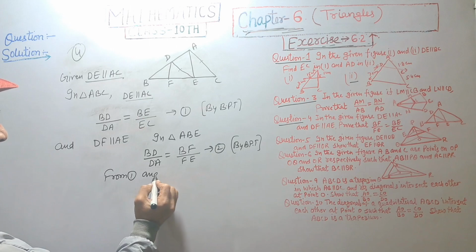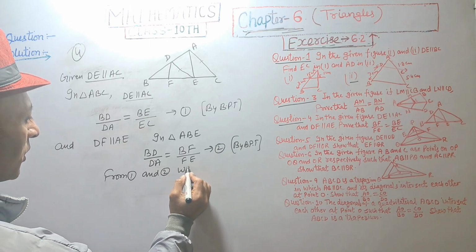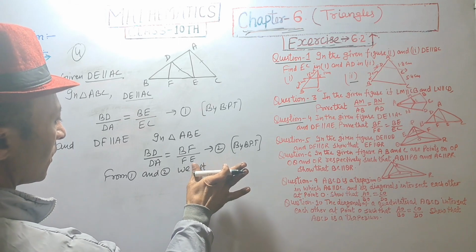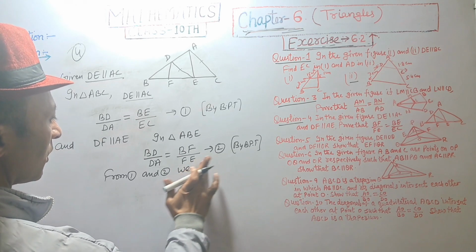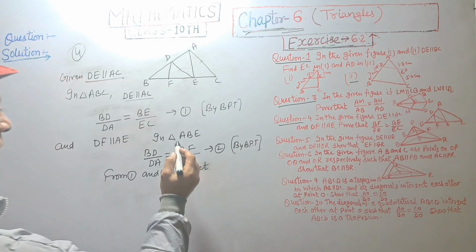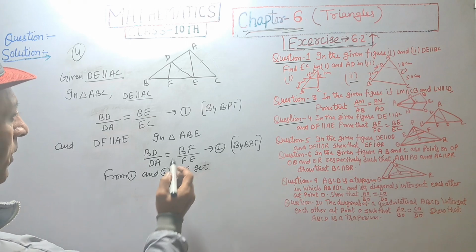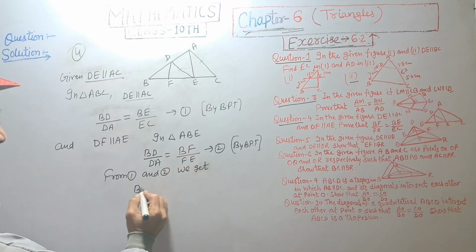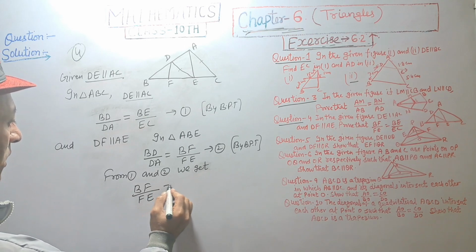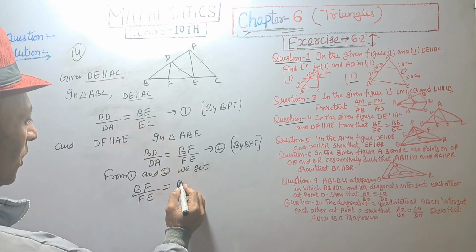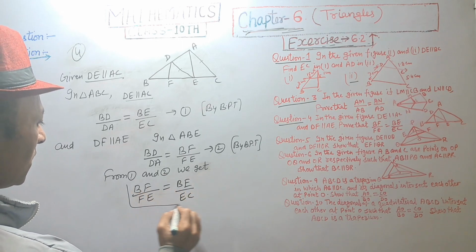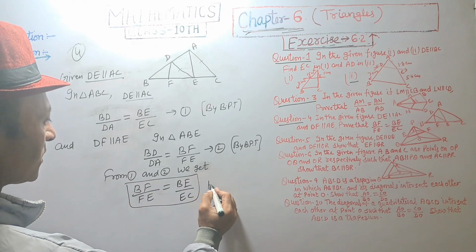From first and second equation, we get BF upon FE is equal to BE upon EC. Hence proved.